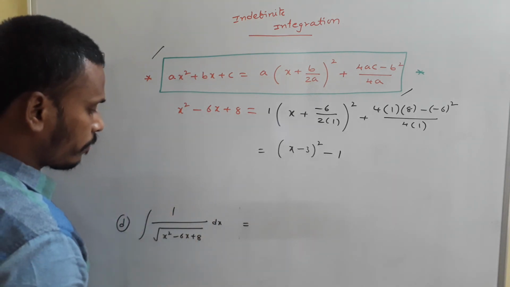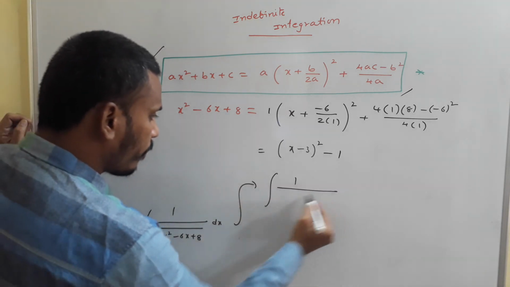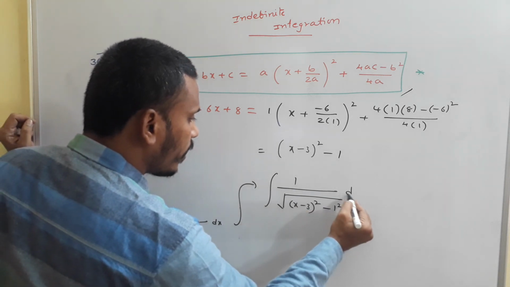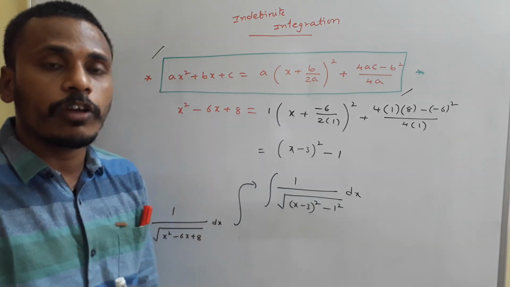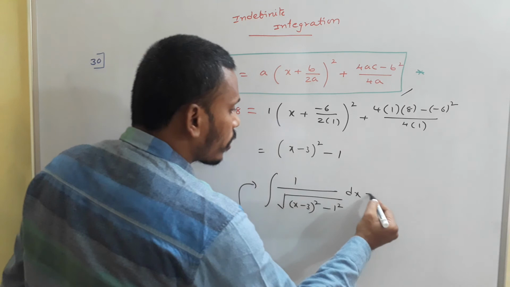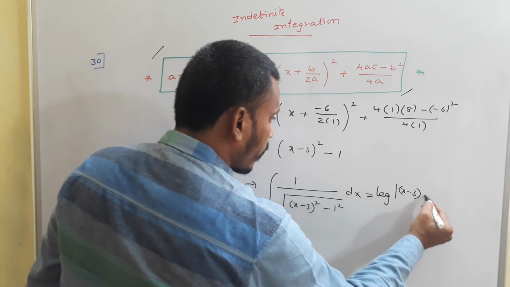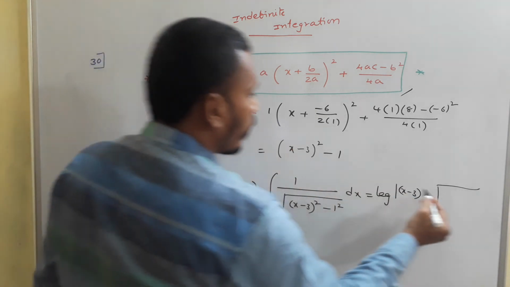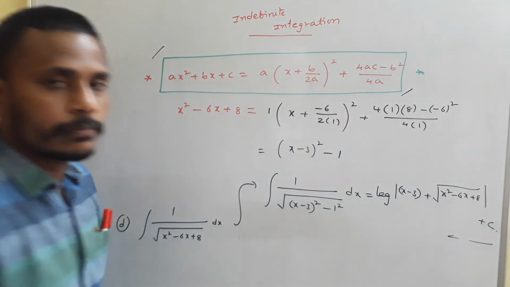Now we need to answer this. So it is very easy. So this is equal to integral 1 by root x minus 3 whole square minus 1 square dx. Under the root x square minus a square. Under the root x square minus a square means what we need to use? Either we may go with hyperbolic or logarithm. If you move with logarithm, this is equal to logarithm of x. X means x minus 3 plus square root of this total quantity in the square root. What is this quantity? X square minus 6x plus 8 plus c. There is the problem.